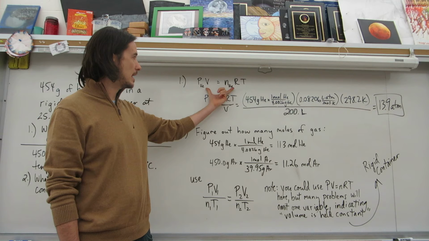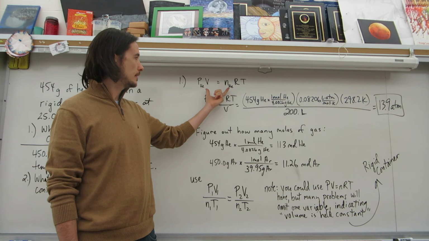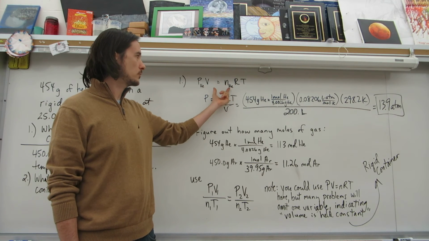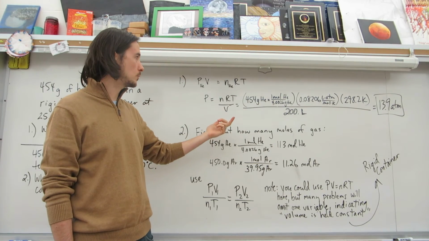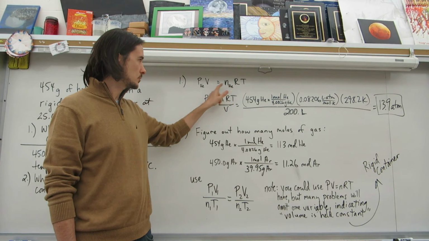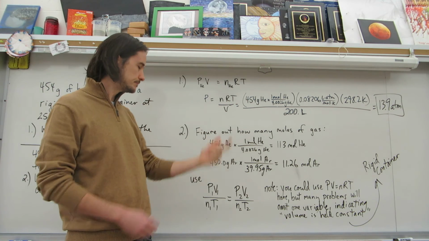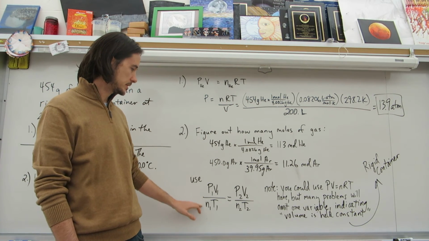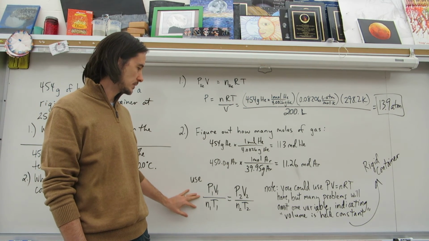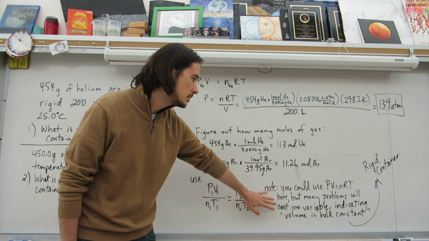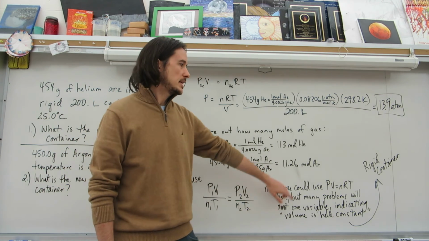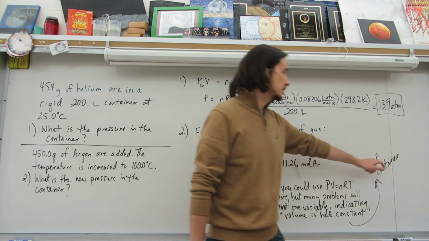If you don't have every one of these 4 variables, or 3 out of the 4 variables, you can't calculate the 4th using PV equals nRT. But we can always compare, even though some things are held constant. So many problems have that, especially if you see that it's a rigid container.